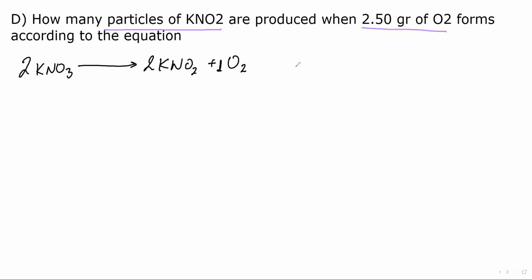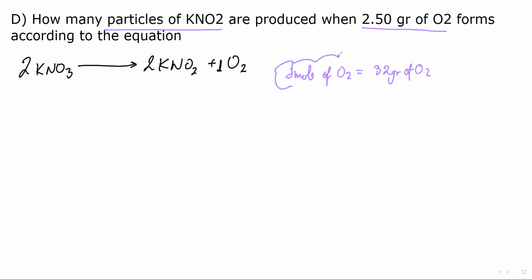So what do you know? You know that 1 mole of O2 is equal to what? The mass of O2, right? What is the mass of O2? You go to your periodic table, you know that the mass of O is 16, so the mass of O2 is going to be 32. 32 grams of O2. That's your first relationship.